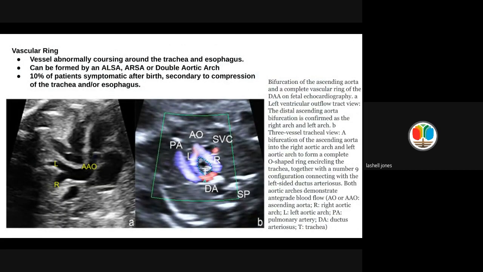Now with a vascular ring, it can be formed either by the aberrant left subclavian, aberrant right subclavian, or if there is a double aortic arch. Okay. Now 10% of these patients will be symptomatic because if it's a tight ring, it's going to have some compression. So it's going to be hard to breathe. Okay, so here's an example of that.